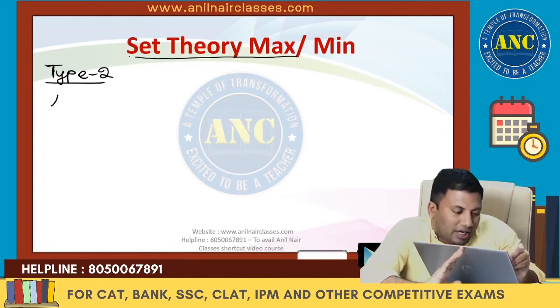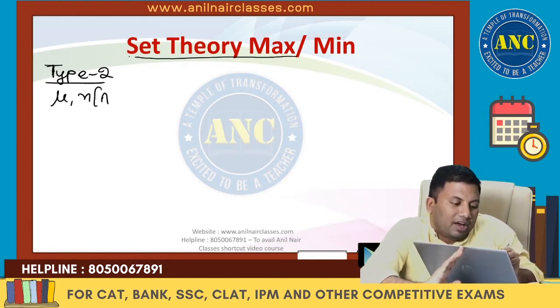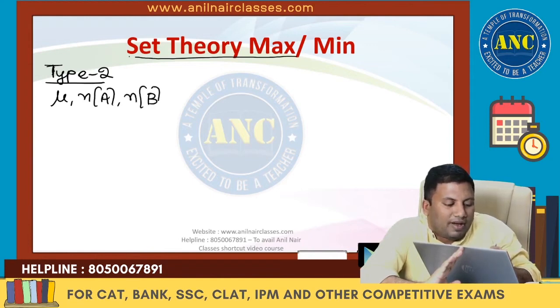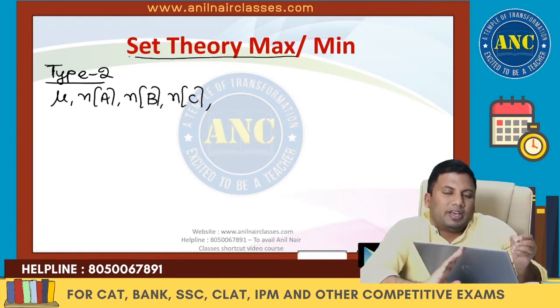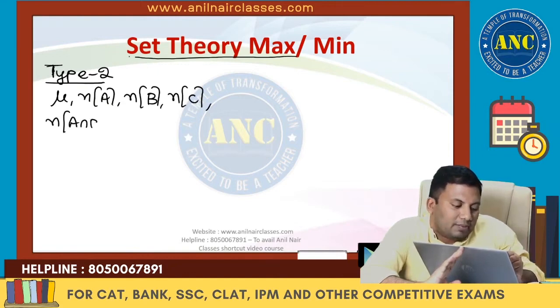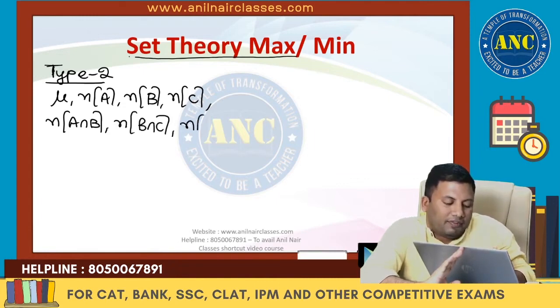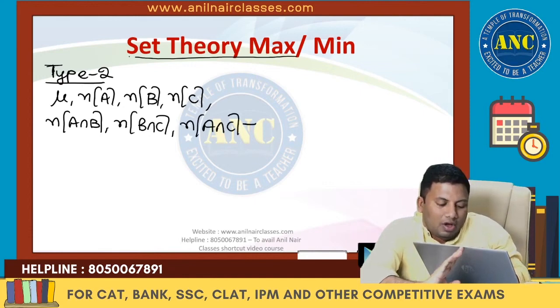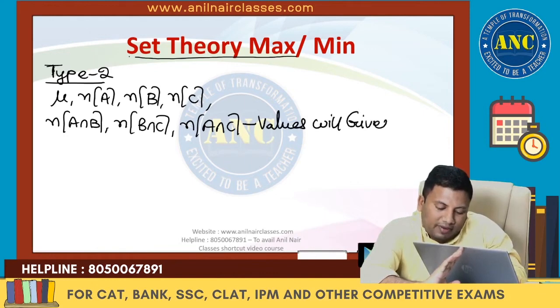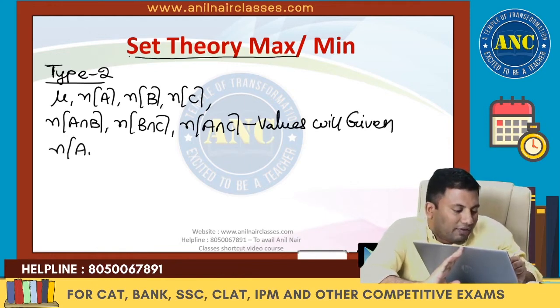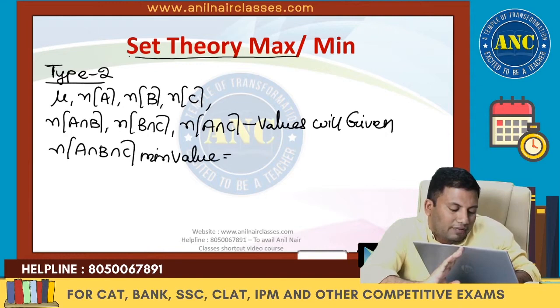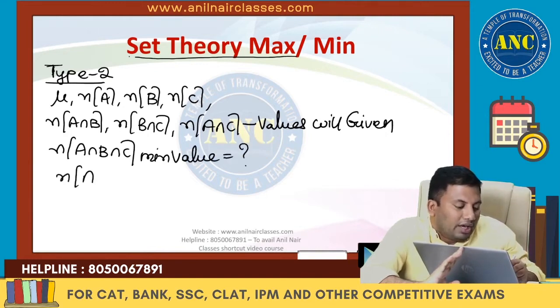Type 2. In type 2, the mu value will be given, n of A value will be given, n of B value will be given, n of C value will be given, n of A intersection B value will be given, n of B intersection C will be given, n of A intersection C value will be given. All these values will be given. We have to find n of A intersection B intersection C minimum value, and we have to find n of A intersection B intersection C maximum value.